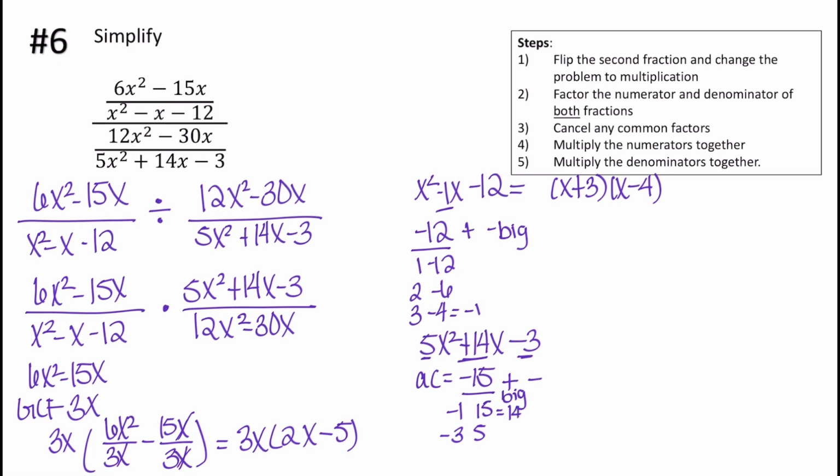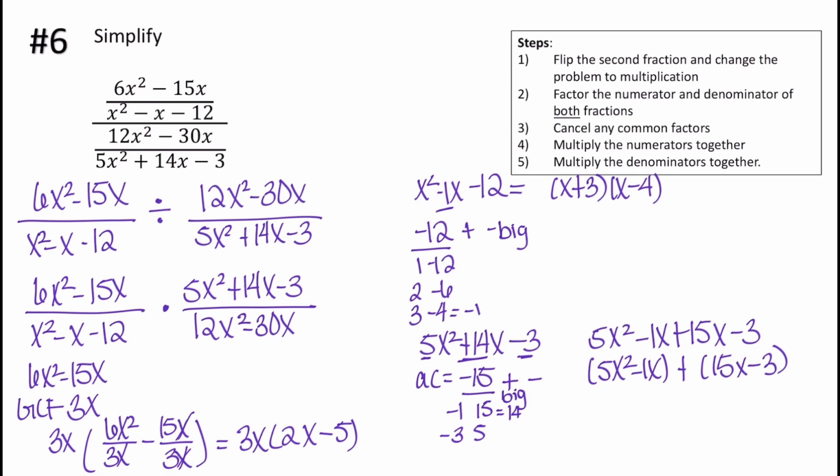So this one I'm going to need to factor by grouping. So I have 5x squared minus 1x plus 15x minus 3. If I factor these, I'm going to put them into two groups. So 5x squared minus 1x plus 15x minus 3.